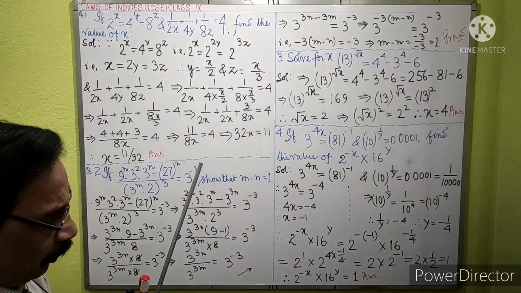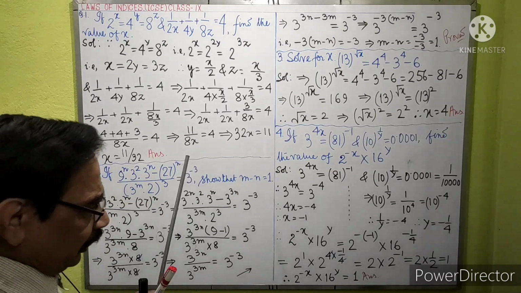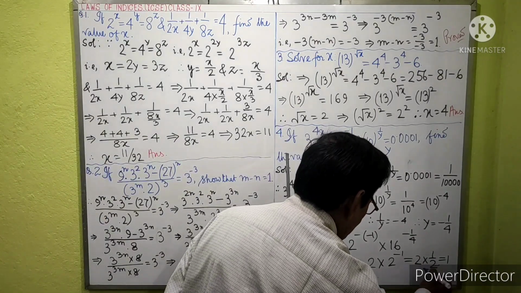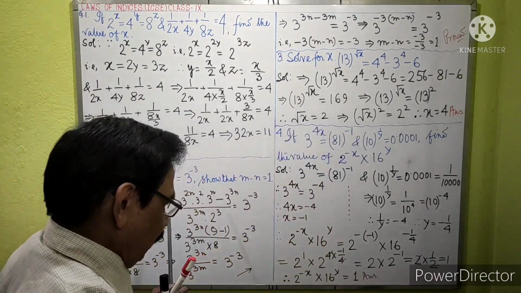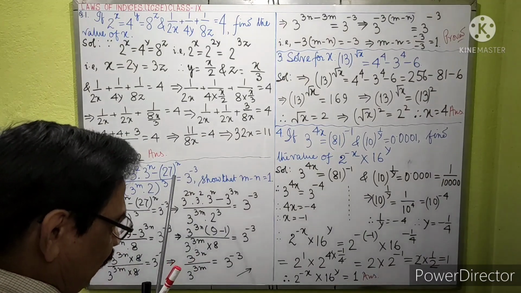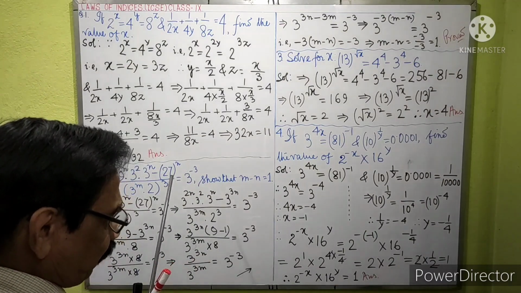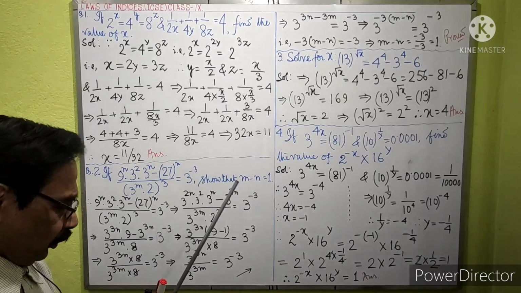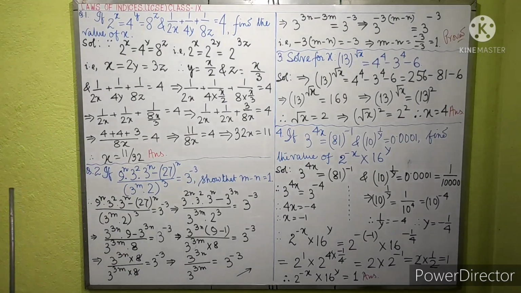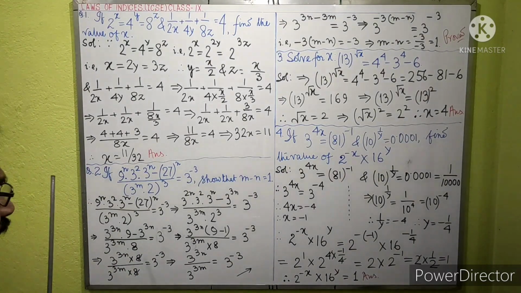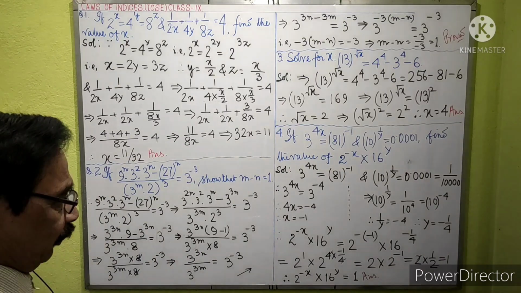This 4 and this 4 will cancel out, and 2 to the power minus 1 is 1 by 2, and this 2 and this 2 will cancel out each other mutually, and it is 1. That is 2 to the power minus x into 16 to the power y equal to 1. This is proof, or you may say this is the value.